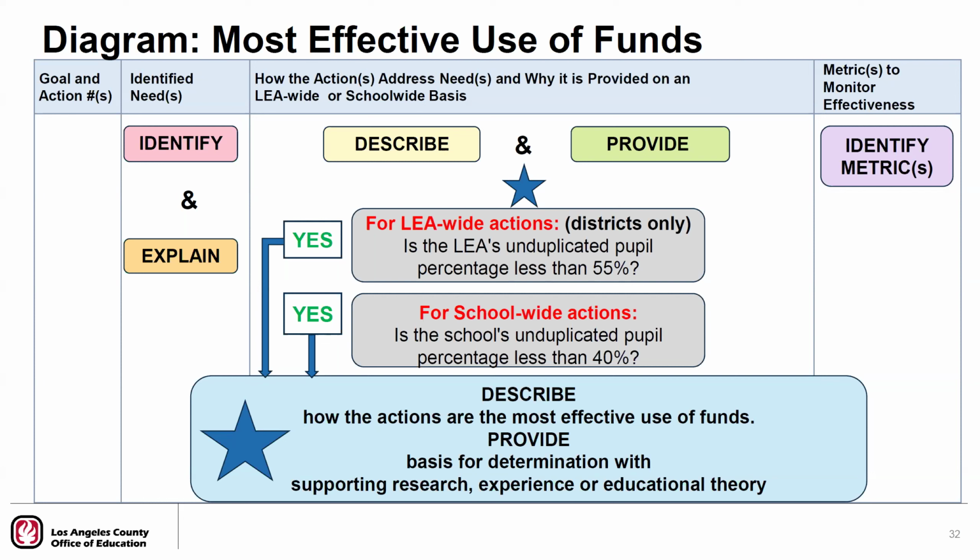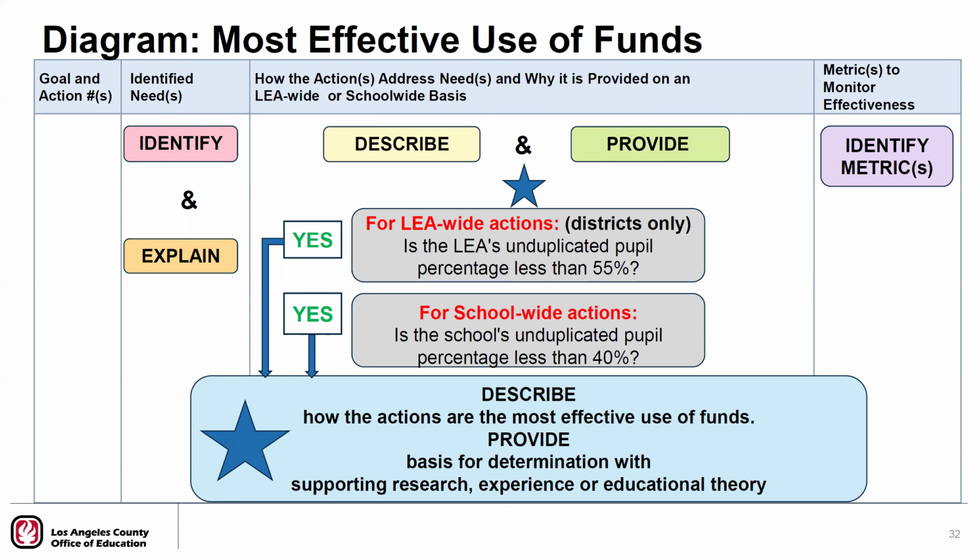This requirement is noted with the large blue star and the blue text box at the bottom of the slide. Now, if your school district's unduplicated student percentage is 55 or greater, you do not need to include this additional information in the LEA-wide contributing action, and you can move to the last column where you identify a metric. Now, let's look at the second gray box.